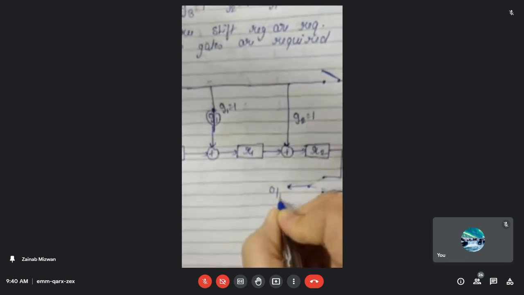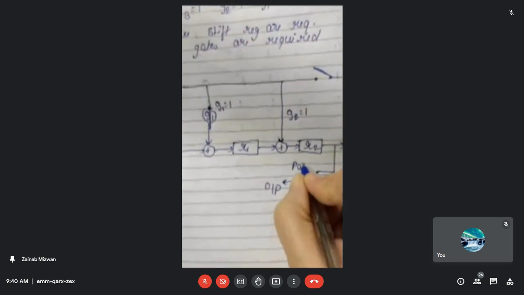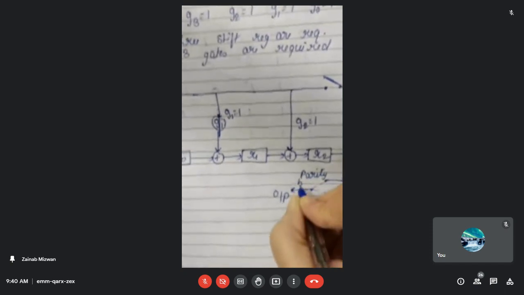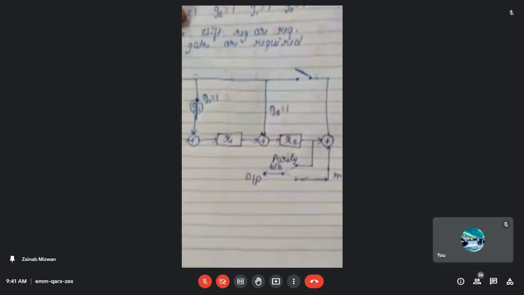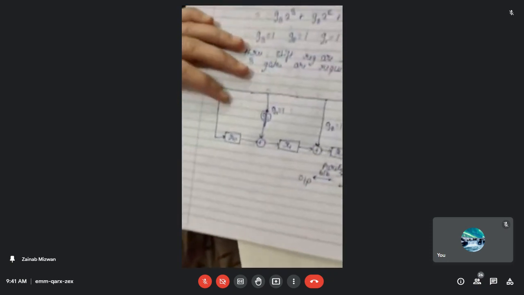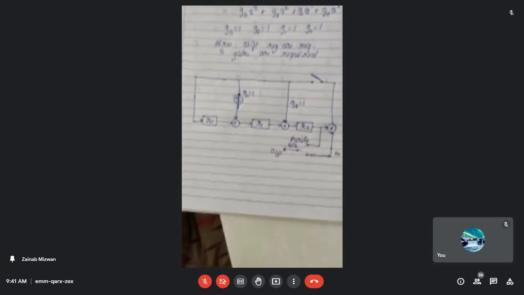We have the output over here, and the encoder mostly helps in getting the parity bits. We can find the parity bits over here. This is how we have completed the encoder, so our encoder design is complete.